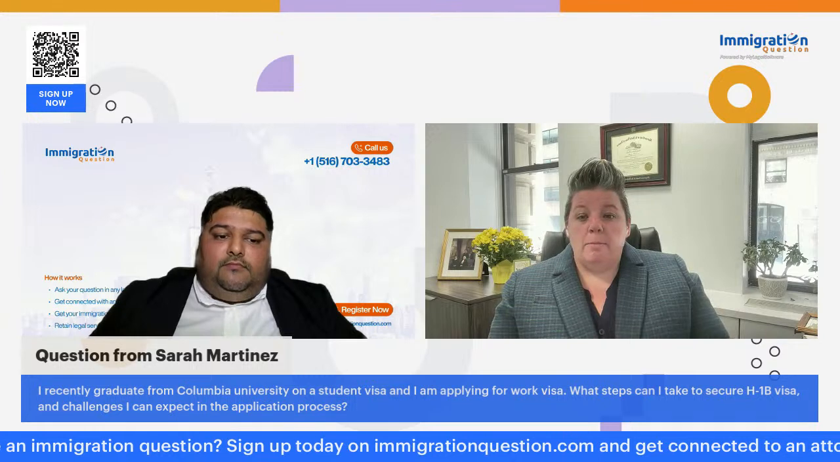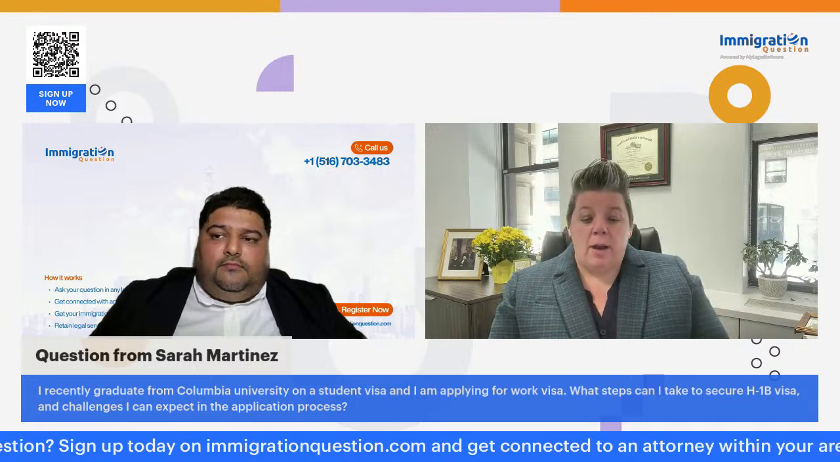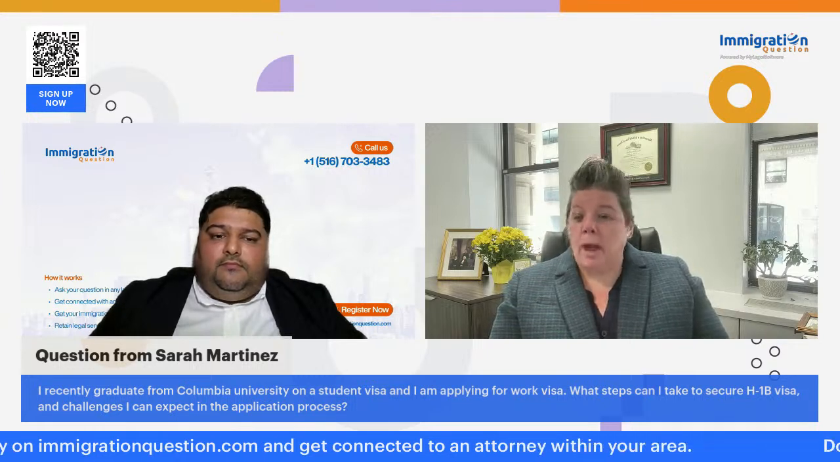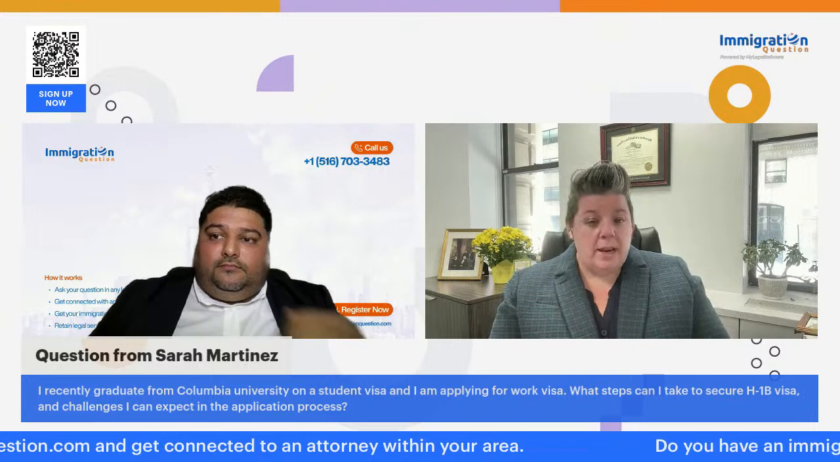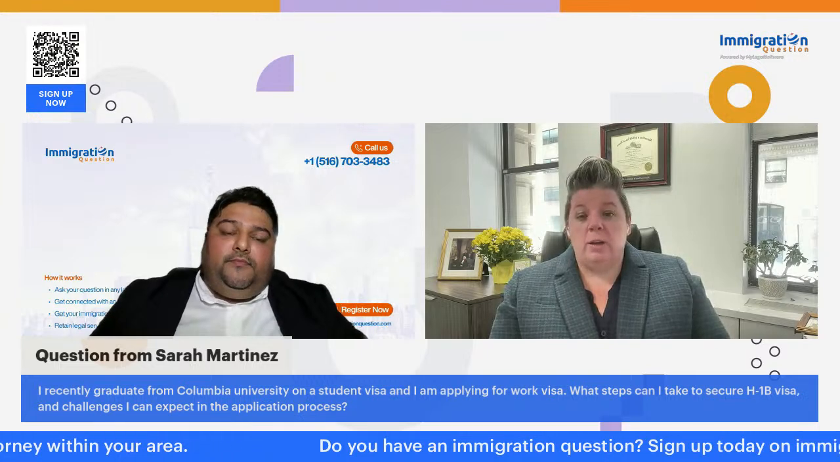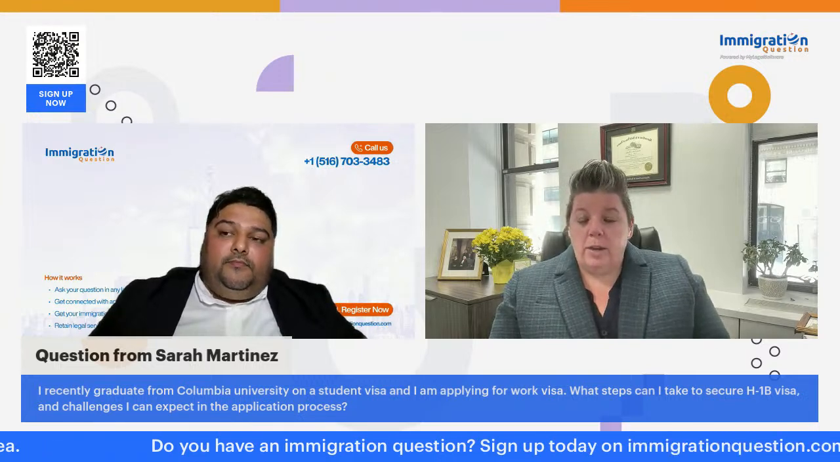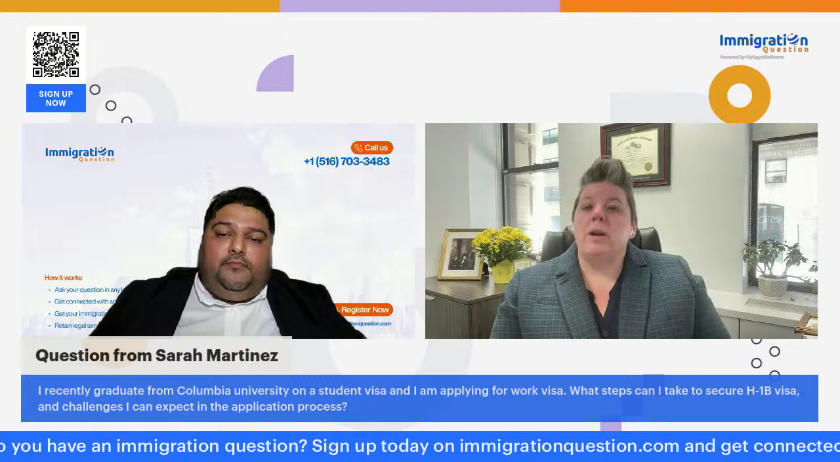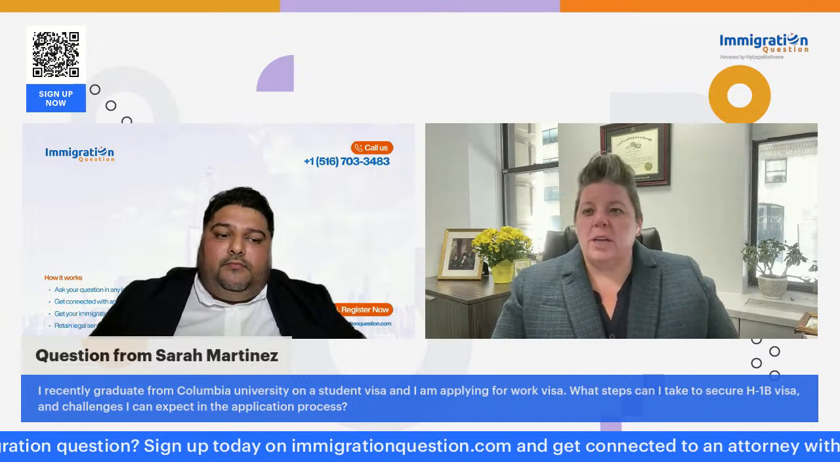And lastly, if you do have your OPT, make sure you're complying with it. You can't have more than 90 days of unemployment. And again, you need to be working in a field related to what your degree is. So no DoorDash or Uber on the side.